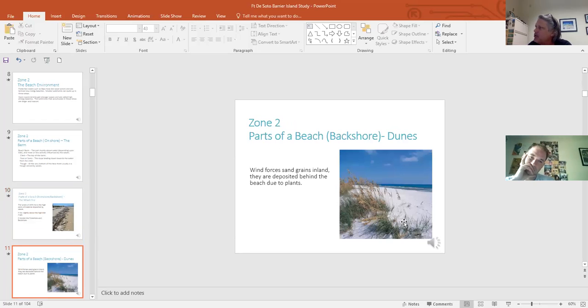Behind the beach, you have your dunes and wind, sea breezes pushing sand, being trapped by plants, sea oats, sea grapes, beach sunflower. Very important to not damage these plants. That's why many of them are protected by law, not because they're rare, but because they're important.